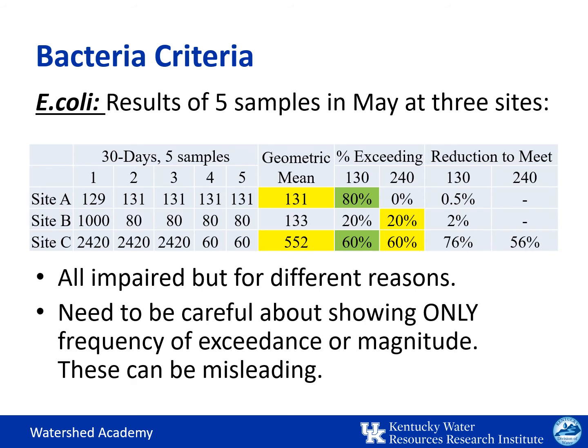Okay, so all these different sites are impaired, but for different reasons. You can see sites A and B are both impaired for exceeding the geometric mean. You can see sites B and C are impaired for exceeding in 20% of the samples that 240 threshold. So you need to be careful about only showing frequency, exceedance, or magnitude, because these are summary statistics and they can be misleading. You may need to use several different statistics in order to really paint the right picture.